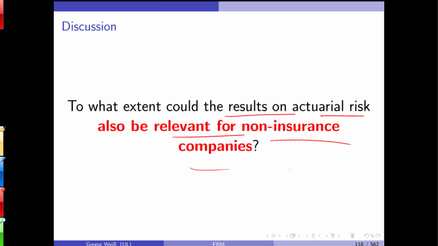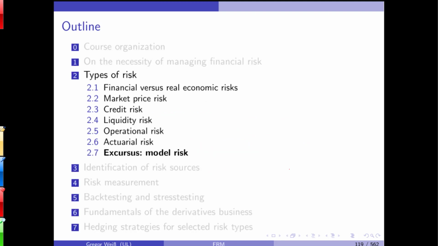So this might be one idea where you can use results on actuarial risk, even in a non-insurance company. You can simply try to mimic the insurance company and you can try to understand how the insurance company came up with this price. But this only makes sense for large companies.